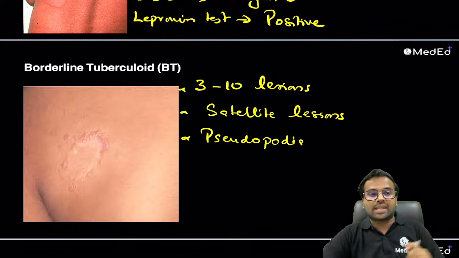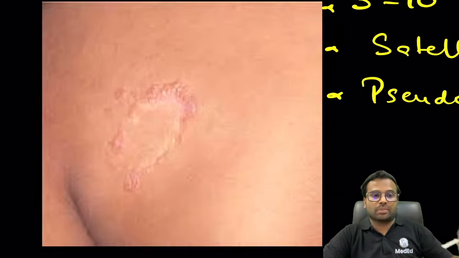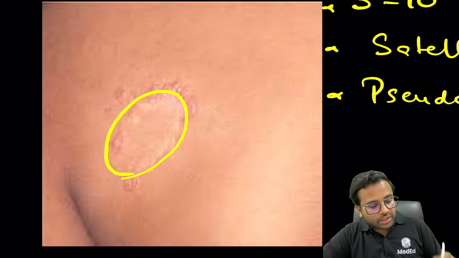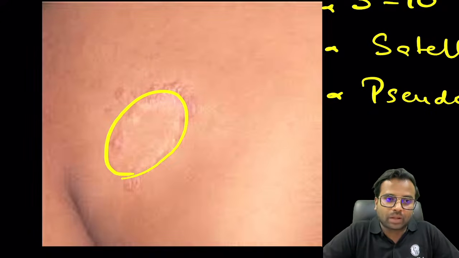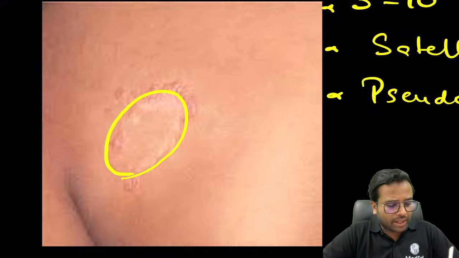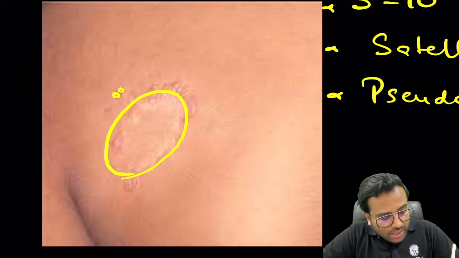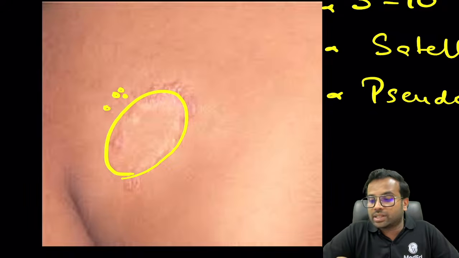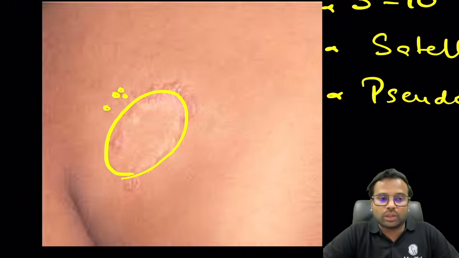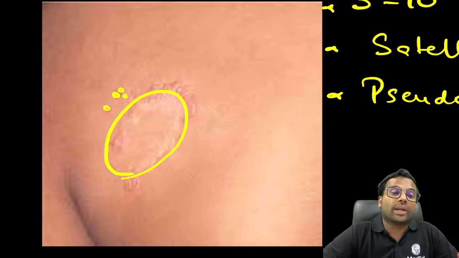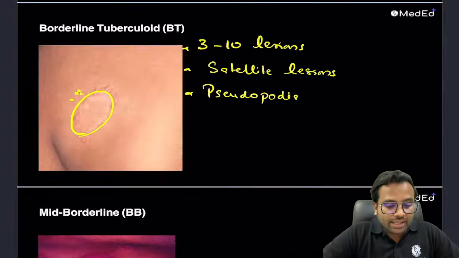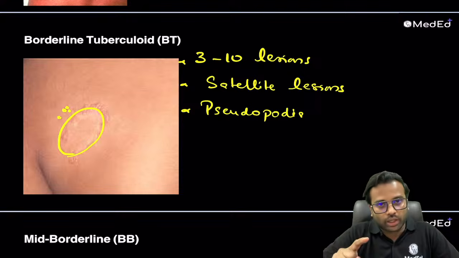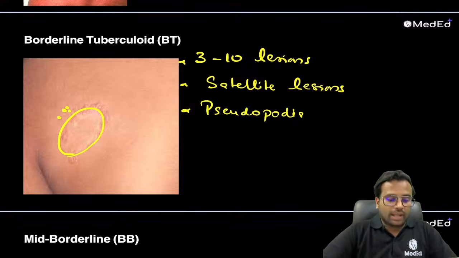Now, what is the satellite lesion? I'll just zoom this image. Now, this is the actual lesion of leprosy here. Just outside the main lesion, if you are able to see some smaller lesions outside, these small lesions which correspond to the main lesion are called satellite lesions, and these satellite lesions are typically seen in which type of leprosy? Borderline tuberculoid type of leprosy.